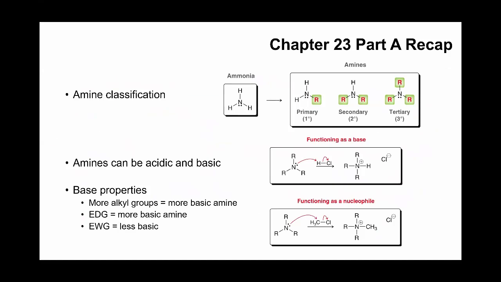So amines are classified just like alkyl halides and alcohols. If you have NH3, that is just ammonia. And if you have 1 carbon on that nitrogen, that makes it a primary amine. 2 carbons on a nitrogen is a secondary amine, and the R's can be the same or they can be different. And if you have a nitrogen with 3 R groups on there, that is a tertiary amine.